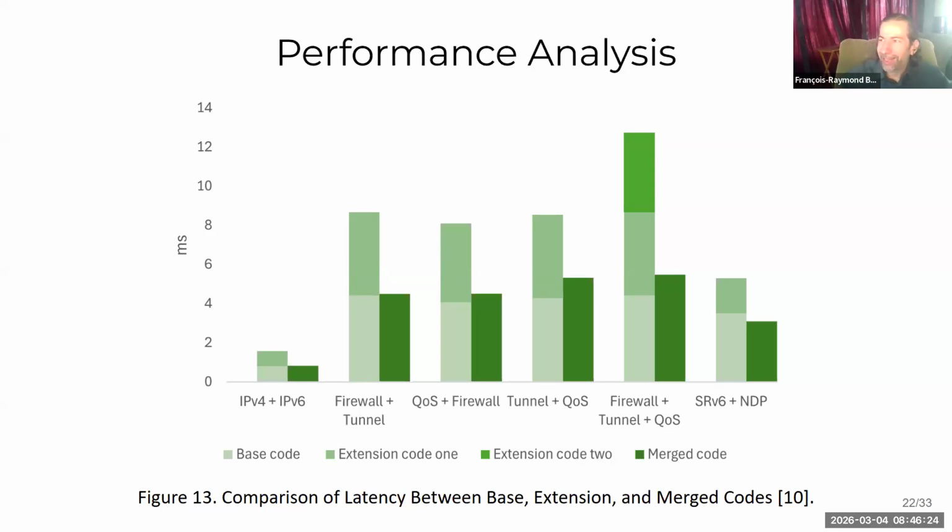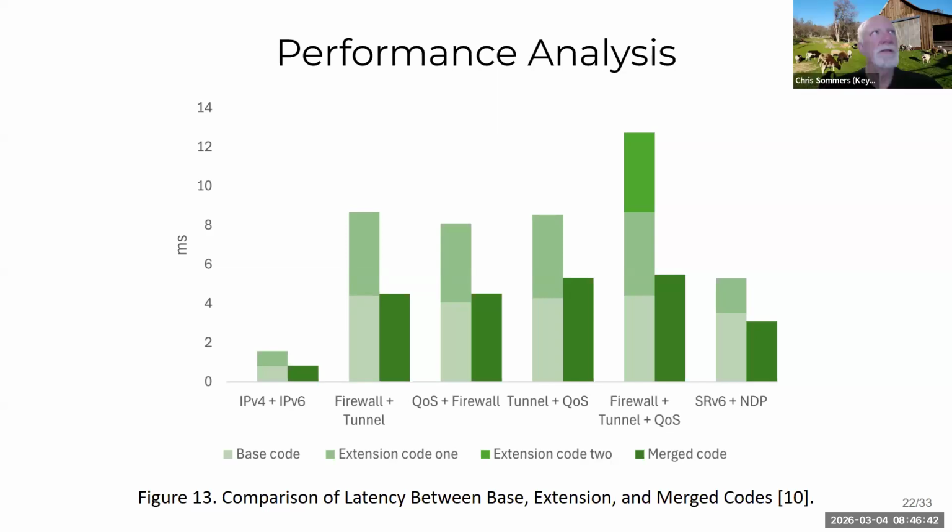So it's mostly seeing that merging does not add much overhead compared to the base codes, and that it's less than the sum of the base codes. That makes sense. Yeah. Okay.